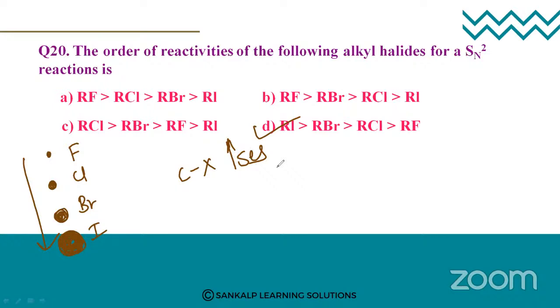I hope it is understood. With the decrease in the size of the halogen, the C-F bond energy increases and therefore the reactivity of alkyl halides decreases. So this is the reason. We'll go for the next question.